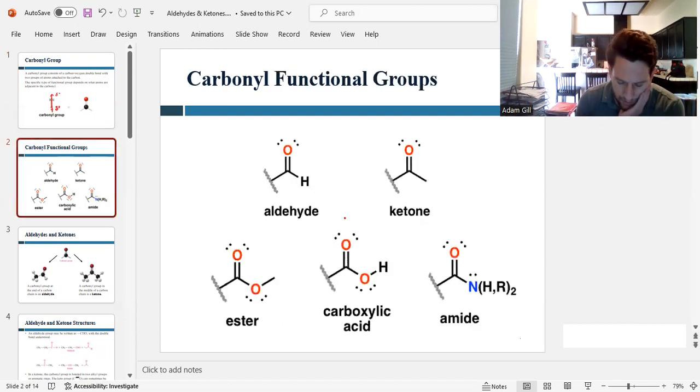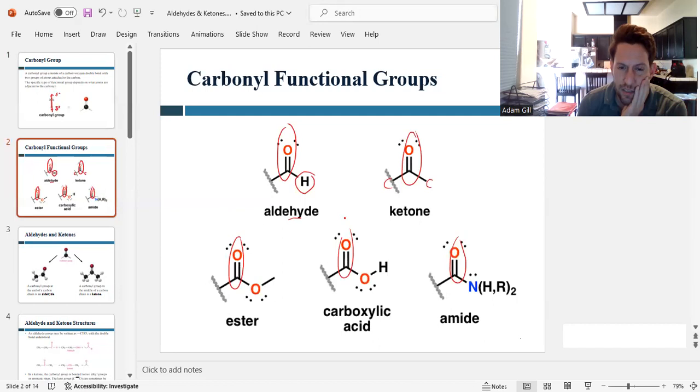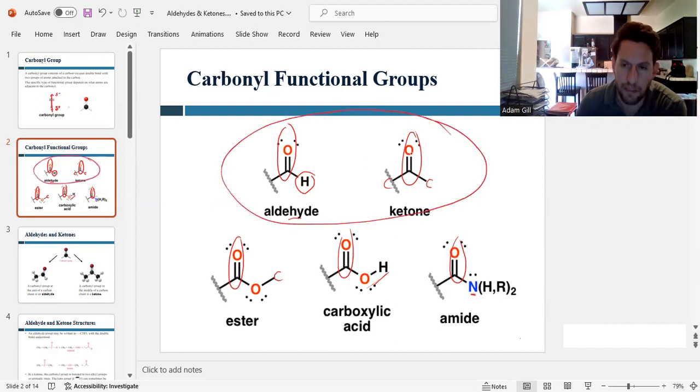Now, all of these have this carbonyl here, but what distinguishes them is what's next to the carbonyl. So aldehydes have a hydrogen. Ketones have carbons on both sides. The ester has an oxygen and then another carbon. The carboxylic acid has the OH here, and an amide has the nitrogen. And so those are the key characteristics to distinguish these five functional groups from one another. And so for the rest of this video, we'll be focused on the top two here, the aldehydes and the ketones.